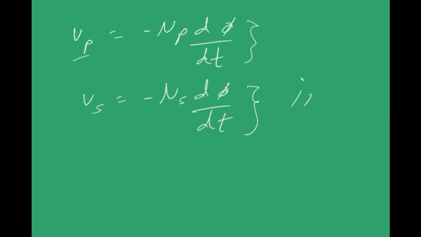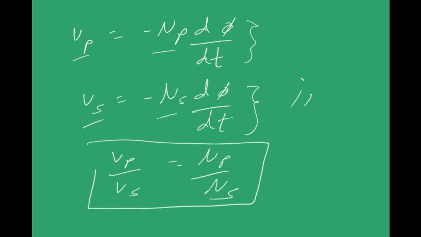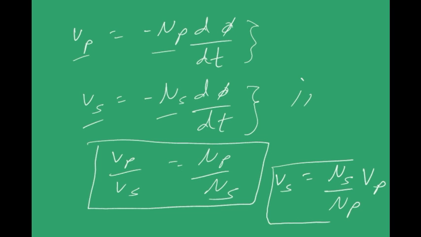So the output voltage and input voltages are given by the ratio of their number of turns. You got me? When I divide these two equations, Vp by Vs is nothing but Np by Ns. This is the golden equation. So my output voltage, which is nothing but Vs, is given by Ns by Np into Vp. By controlling the ratio of number of turns, I can manipulate the output voltage.